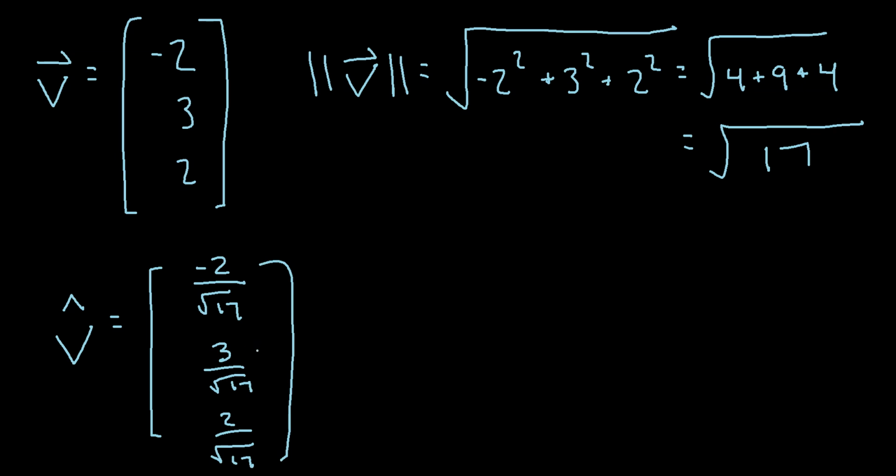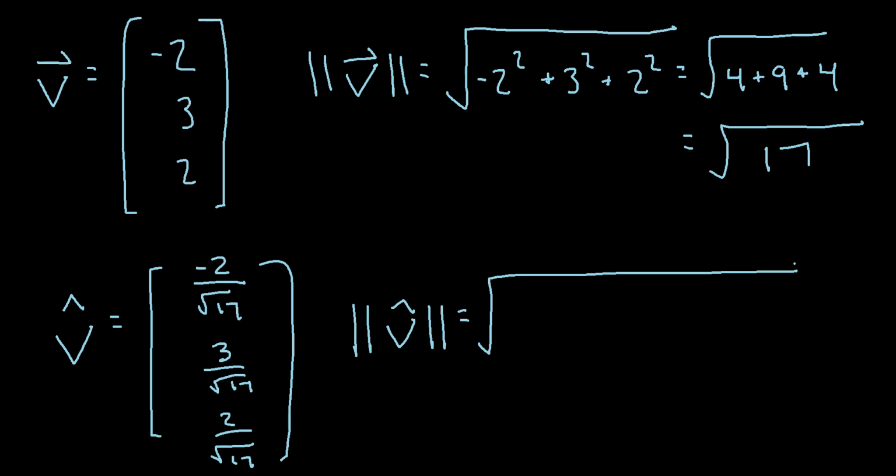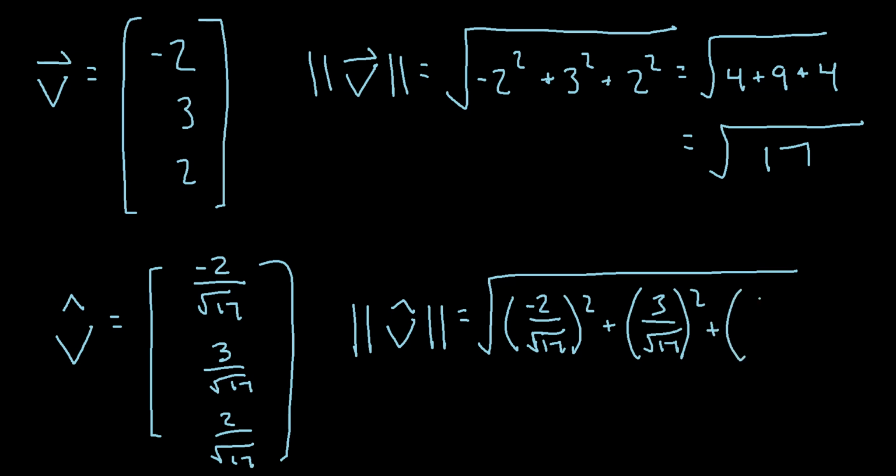And once again, if we wanted to, we could verify that this vector does indeed have a length of 1 by calculating the length. So let's do that right here. So let's say the length of this normalized vector is going to be the square root of all of these values squared and added together. So we have -2 over root 17 squared plus 3 over root 17 squared plus 2 over root 17 squared.